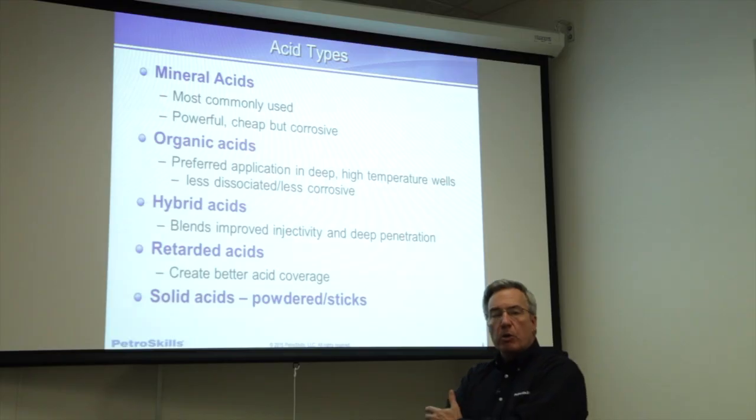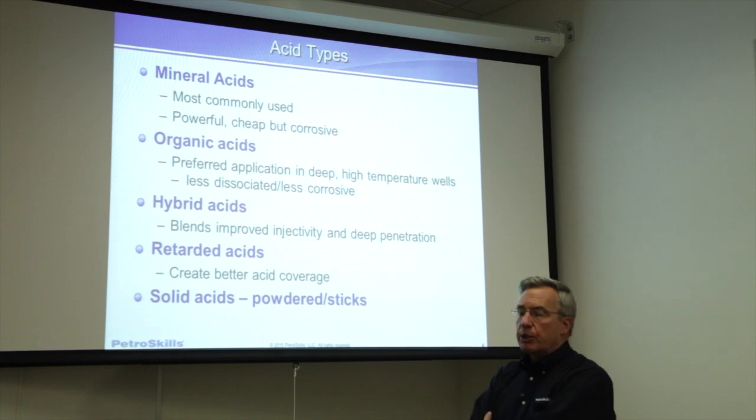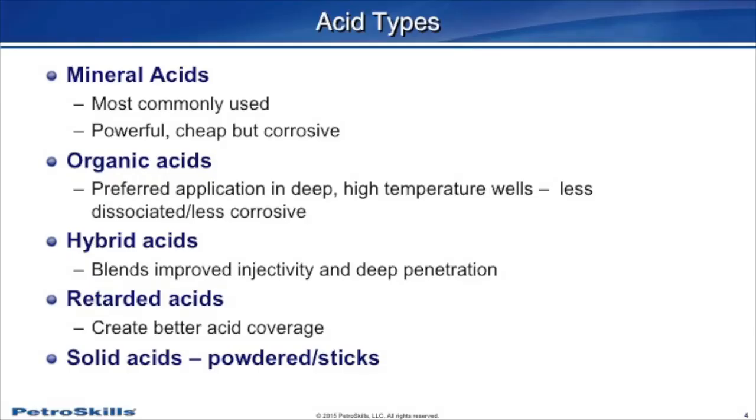We've got different types of acids that we use in the oil field. We've got mineral acids like hydrochloric and hydrofluoric acid, which are very strong acids and react very quickly. We also use organic acids in our stimulations. Organic acids do not react as quickly as the mineral acids, and therefore have properties that make them very beneficial to use in higher temperature wells. And then hybrid acids are a combination of the two, both the organic and the mineral acids, and we get the beneficial properties of both.